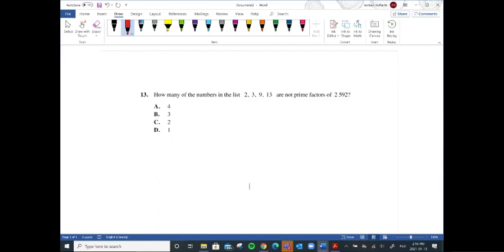I'll use the tree diagram, because as you guys know, I talked about yesterday, that's my favorite. But really it doesn't matter which one you want to use. This is an even number, so I'm going to start with 2. If I divide 2 out of 2592, we get 1296. 2 is prime, so I'm going to stop there. 1296 is even again, so I'm going to go with 2, and that will give me 648.